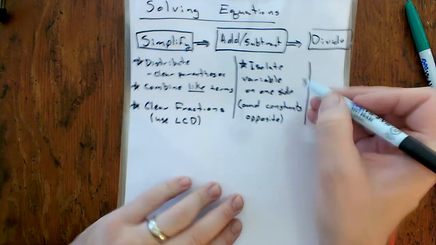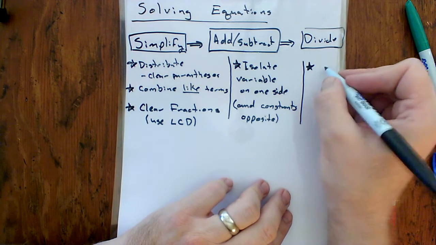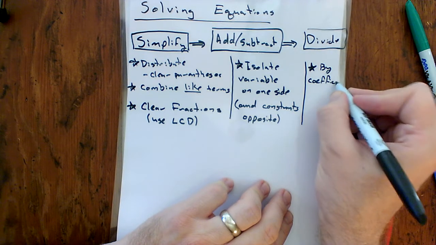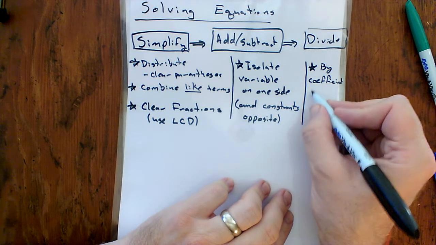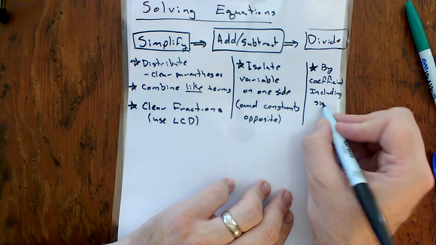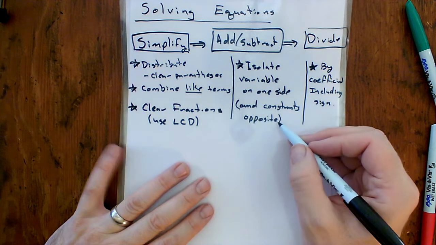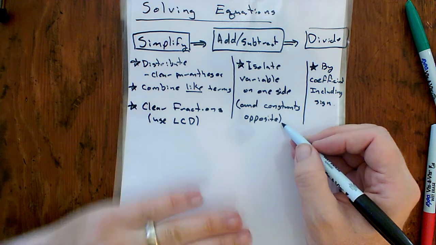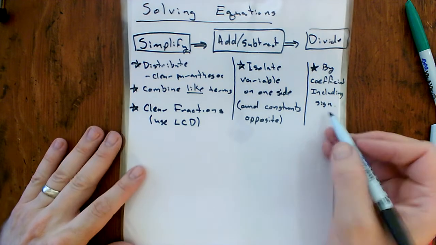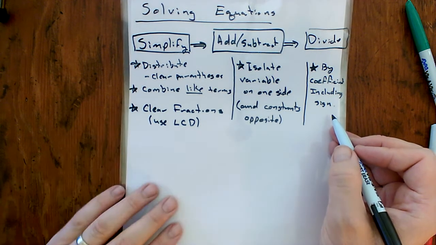And last but not least, we divide. And we're going to divide by the coefficient, including the sign. Now we always include that sign because we want to have our variable positive. It gets confusing if we do it any other way. When we include the sign there, it makes life much easier. And because positive divided by positive is positive, negative divided by negative is also positive. So we always include the sign when we divide.